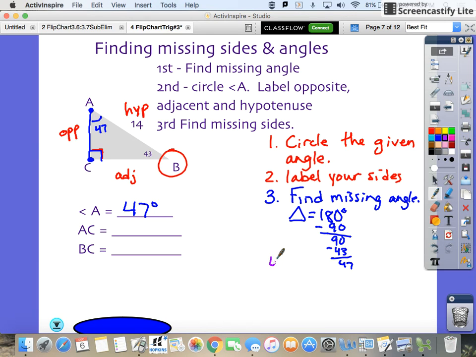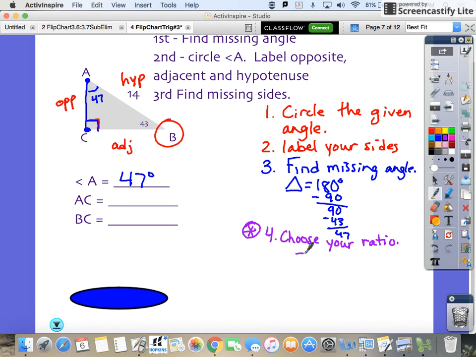So step 4, this is the hardest step. You need to choose your ratio. In order to choose your ratio, what you're going to do is ask yourself, what do you want? And what do you have? So in this example, for AC, we want the opposite. The side we are given, or what we have, is 14. That's our height.